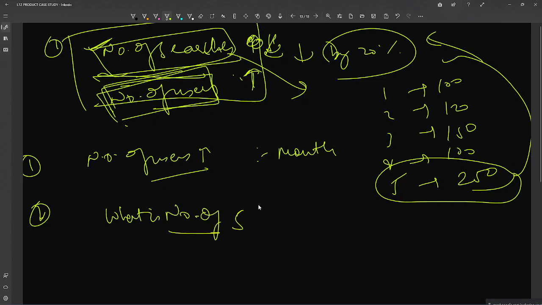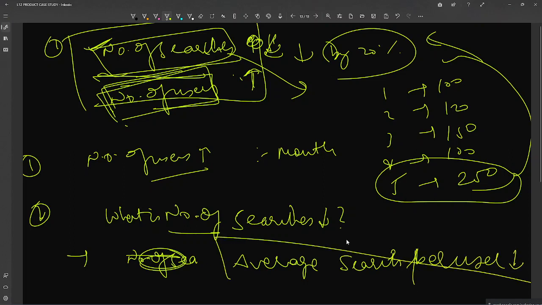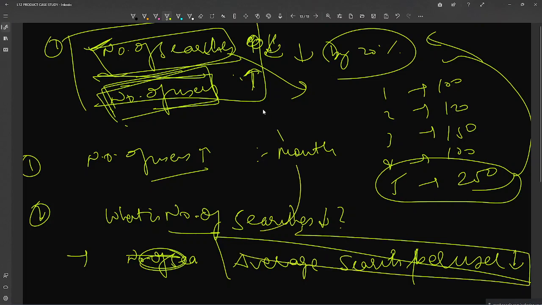Does everyone understand what metric is getting dropped? What do you mean by the number of searches decreasing? Is the metric average searches per user? This has decreased. When I say average search per user has decreased, what does it mean? It means this.